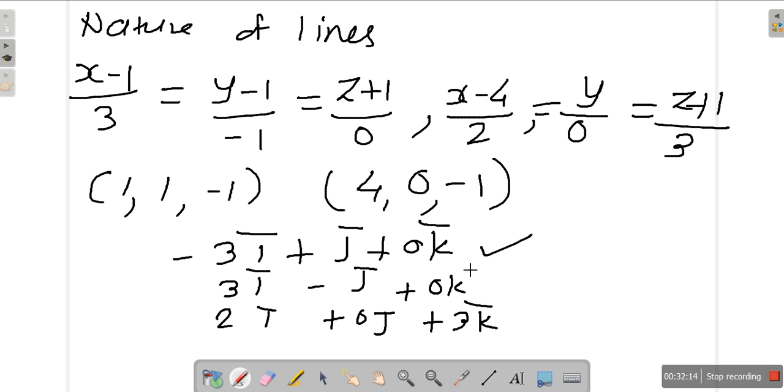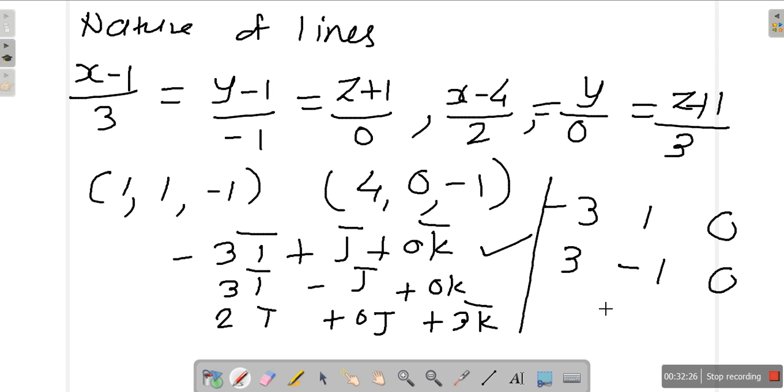So let us find the determinant now. Find the determinant: minus 3, 1, 0; 3, minus 1, 0; and 2, 0, 3. You can see that if you multiply this particular vector by a minus sign, this will become plus 3 and minus 1. It will make no difference. These two rows are the same, and therefore you can check the determinant will be 0.